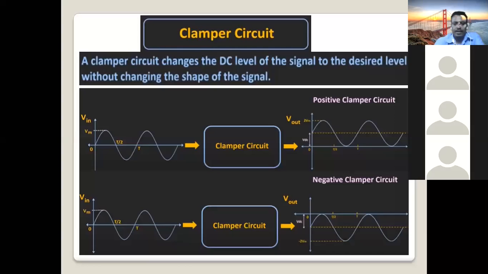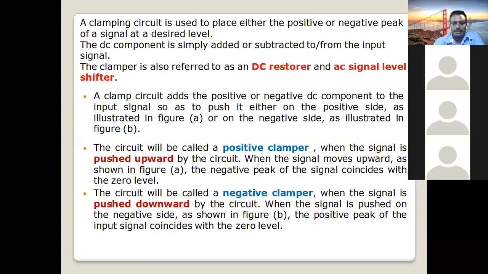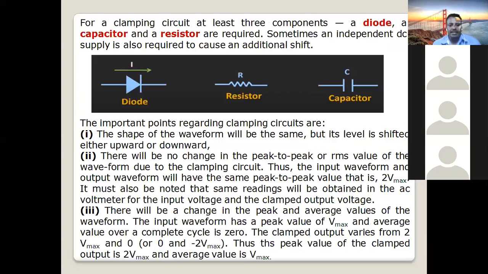So we are discussing the important points about clamper circuits. The shape, the waveform, remains the same. The DC level will be shifted upward or downward. That's the first point. There will be no change in the peak-to-peak and RMS value. And the third point is the peak value and the DC average value will be changed.